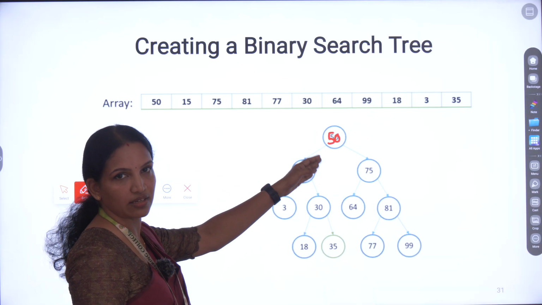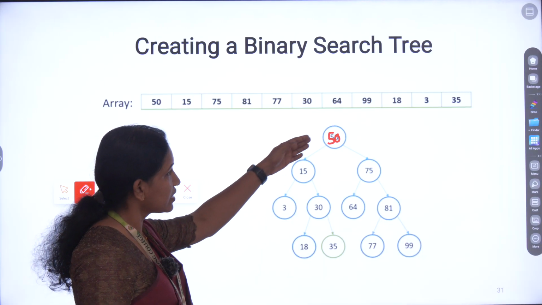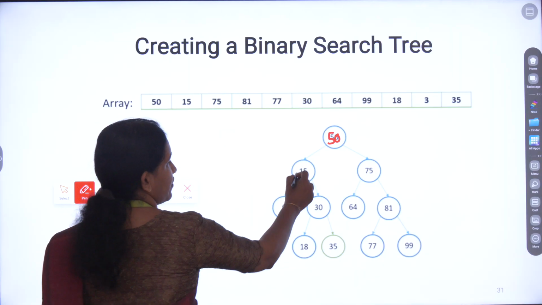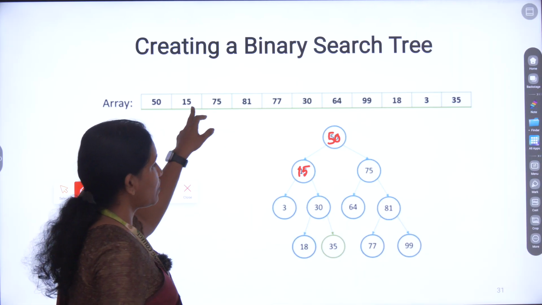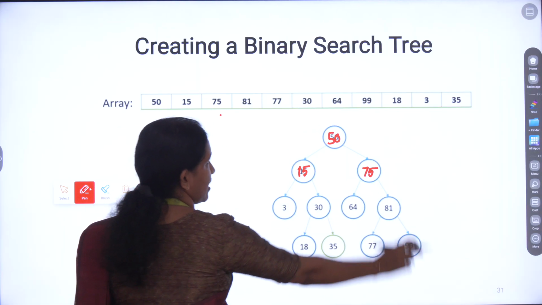So according to the rule of the binary search tree, this value should go to the left child. So 15 we can insert here. Next value is 75, which is greater than 50. So 75 will be inserted here.